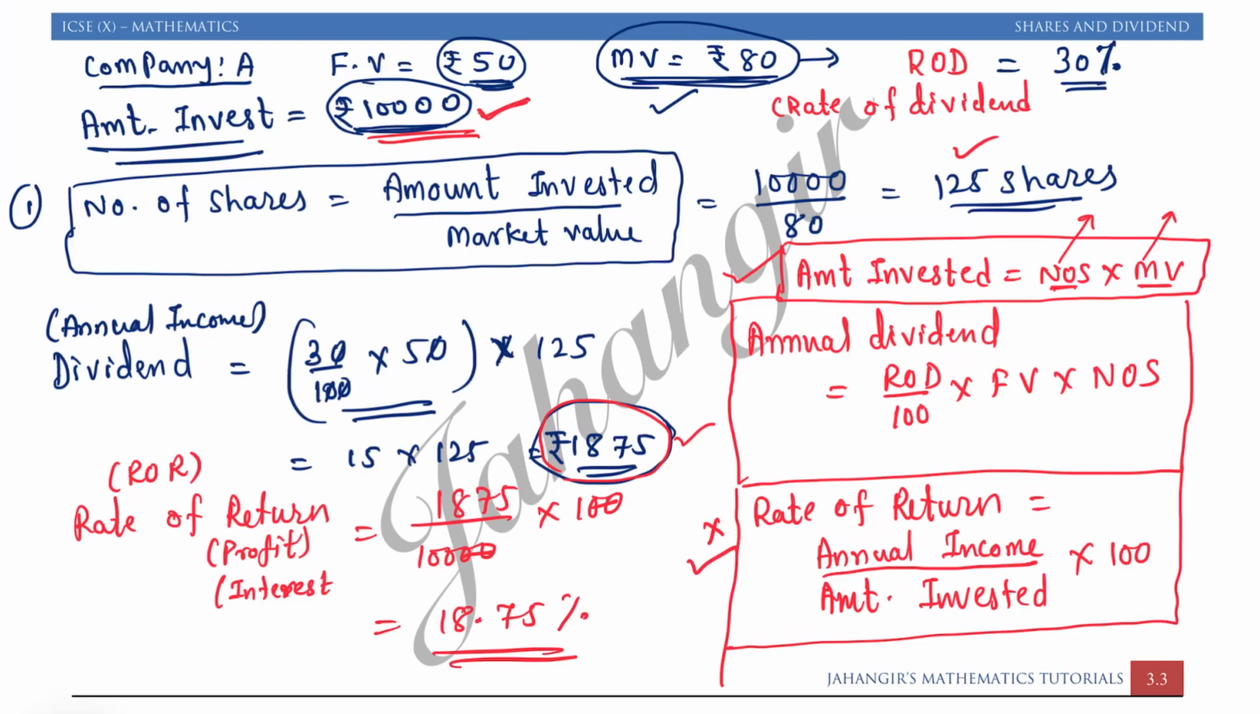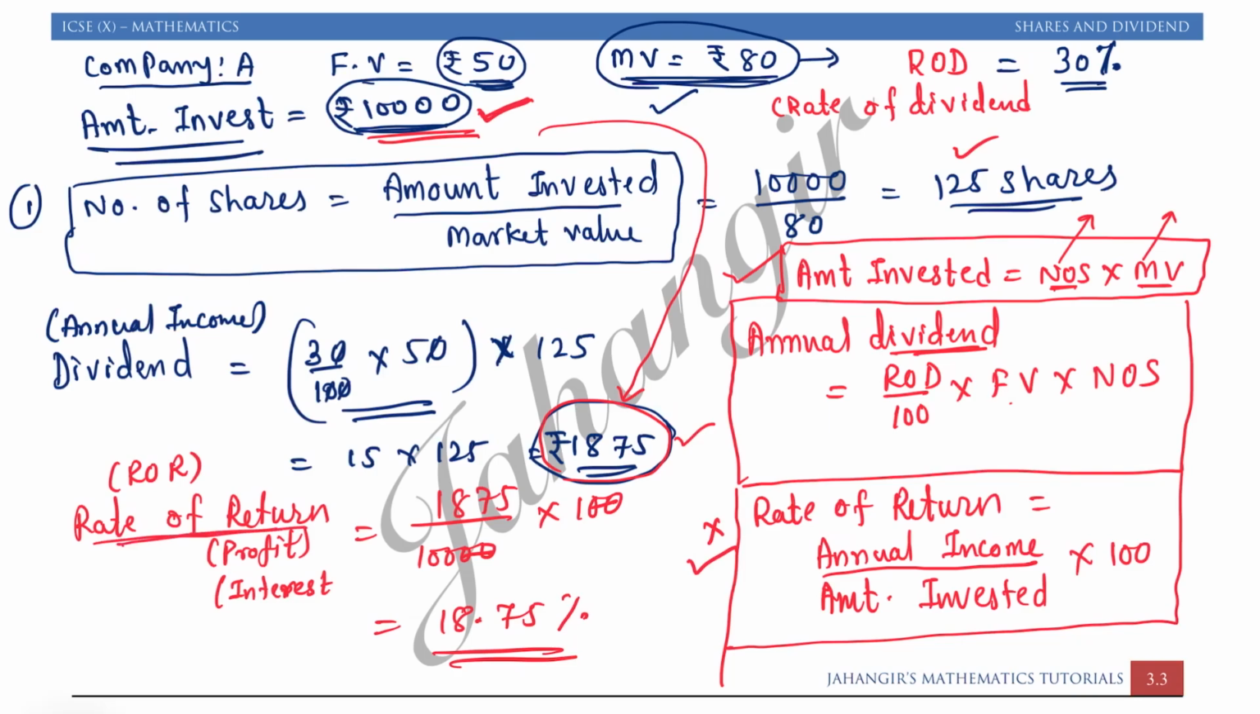Now why are you investing? To get some profit periodically. That profit the company is giving you in the form of dividend. So annual dividend or annual income is what? It is always calculated on the face value, that is rate of dividend upon 100 into face value into number of shares. Okay, understood? Now whatever we are investing, that is 10,000, and whatever we are getting as a dividend, its return on our investment should be the rate of return.